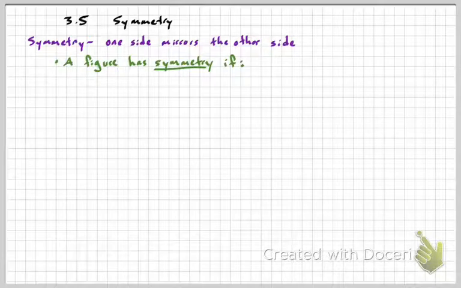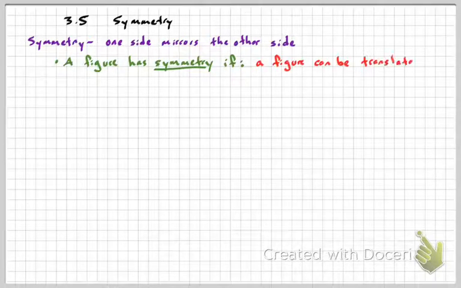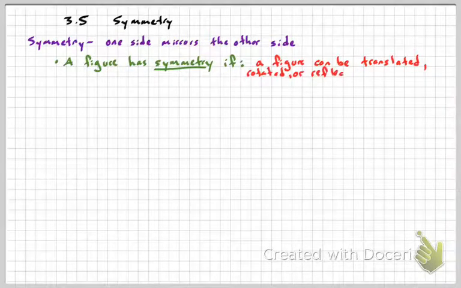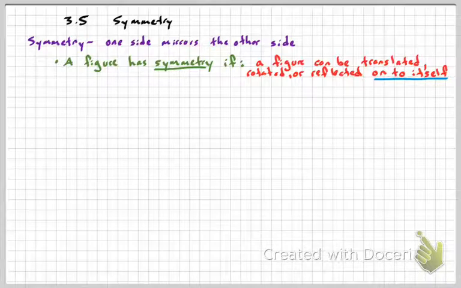And so a figure has symmetry if it can be translated, rotated, or reflected onto itself. Now, that is why it goes into this section with transformations, because you technically can do transformations to create symmetry. However, we're not going to be doing any transformations in our homework.